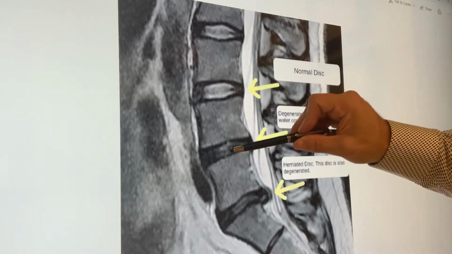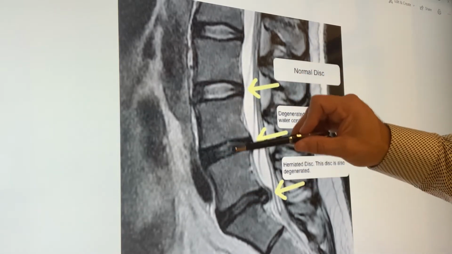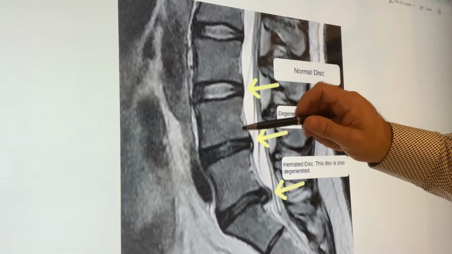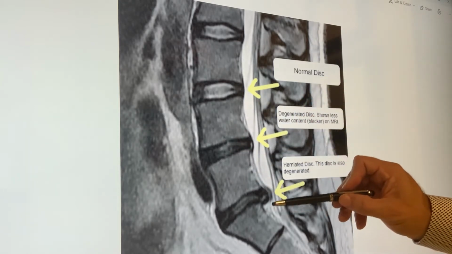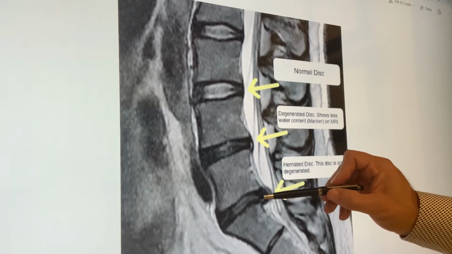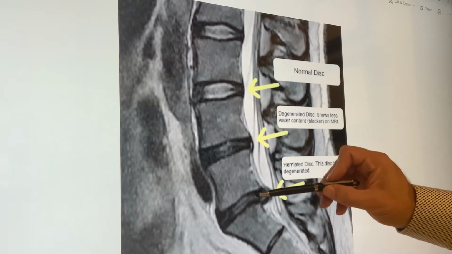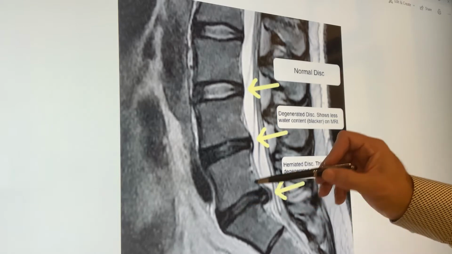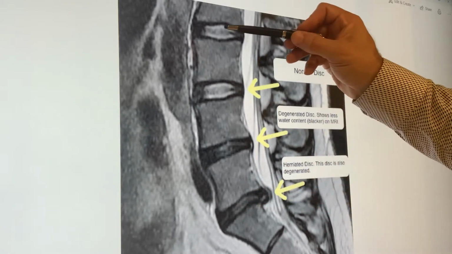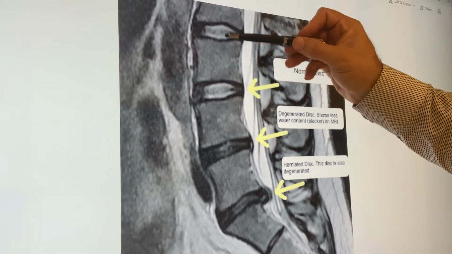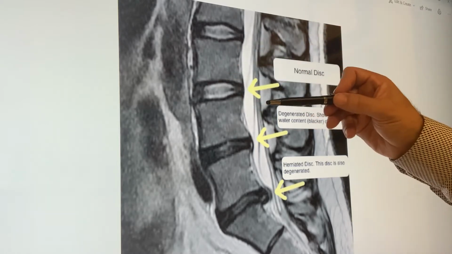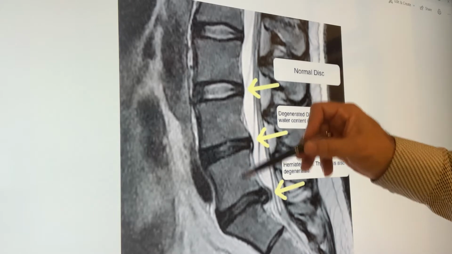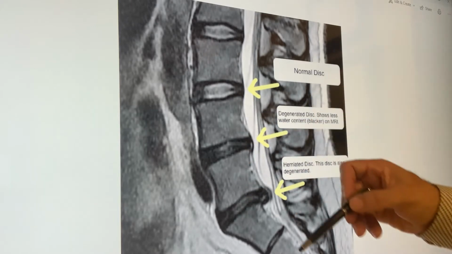Down here, you can see that these discs are dark. They're basically dehydrated, very unhealthy discs. And down here, we can see a herniated, degenerated disc that bulged out, and it's very dark, it's dehydrated. So again, healthy discs appear white, meaning they have a high water content. That's what we want for a healthy spine. Down here, we've got issues. So that's what it looks like on an MRI.